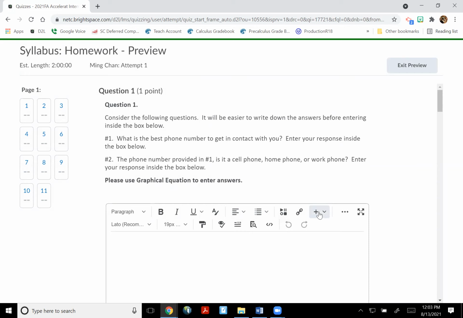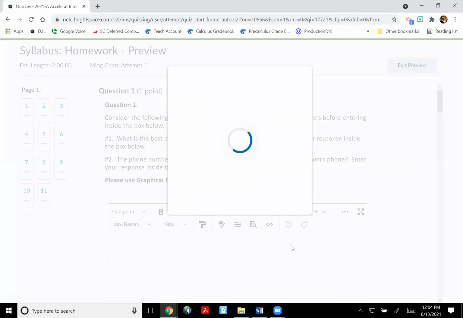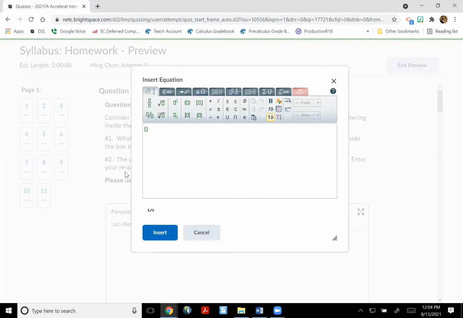So one more time, click on the plus sign, click on equation, click on graphical equation. So whenever you see this instruction, please use the graphical equation to enter all your answers.